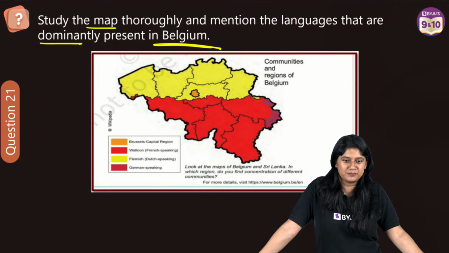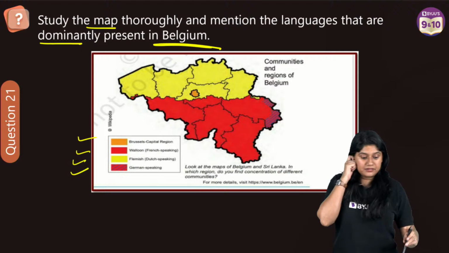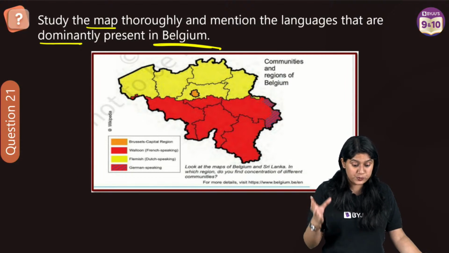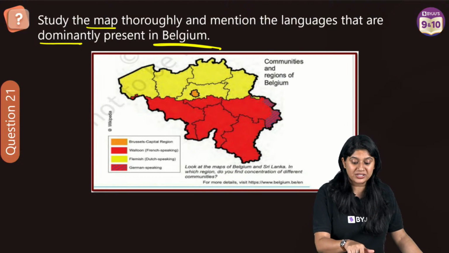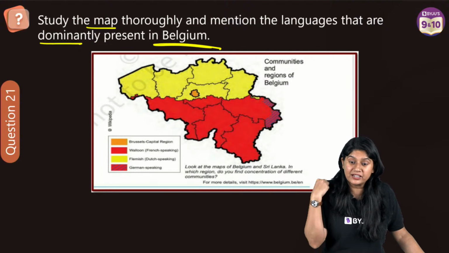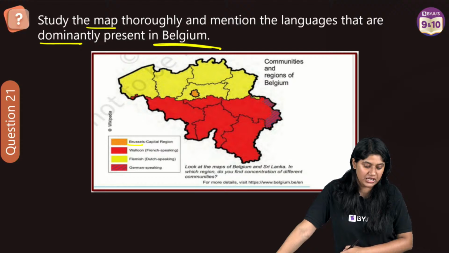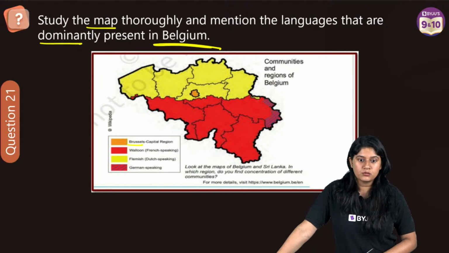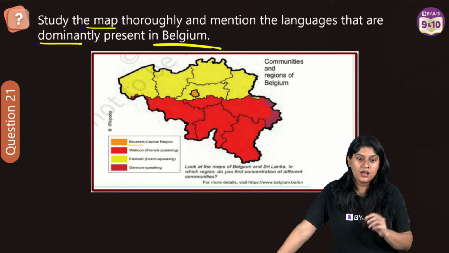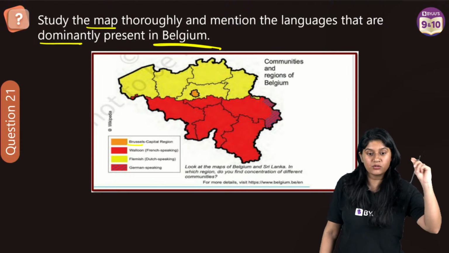We can clearly see we have different communities. We have Dutch speaking people and French speaking people. We have to mention the languages that are dominantly present in Belgium. That is Dutch and French. The dominant languages are two, French and Dutch. Brussels is the capital region. Then we have Wallonia, which is the French speaking region, and then we have Flemish, which is the Dutch speaking region.